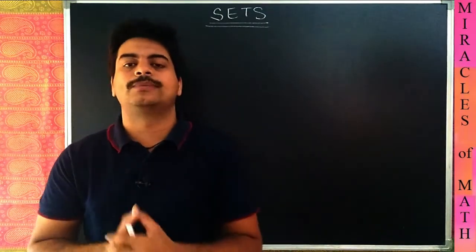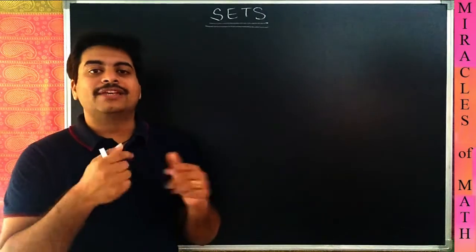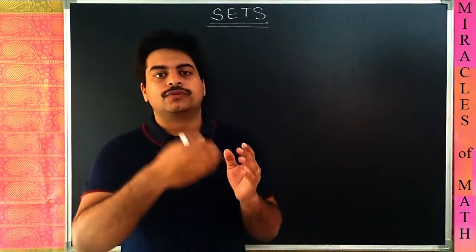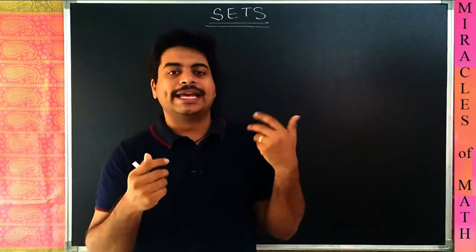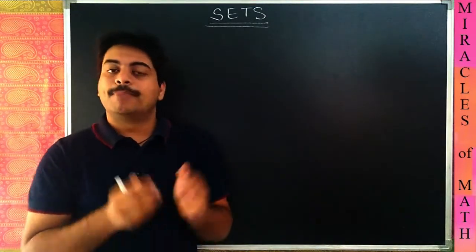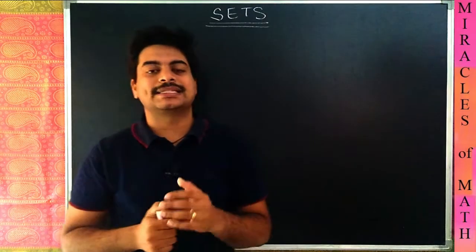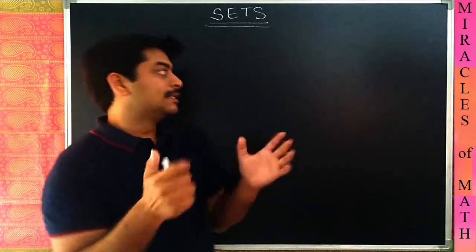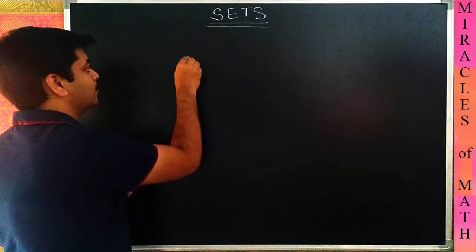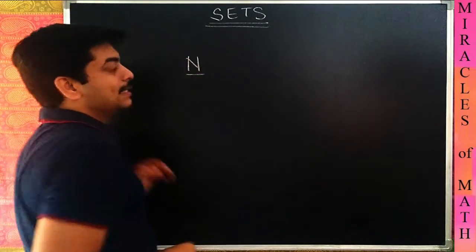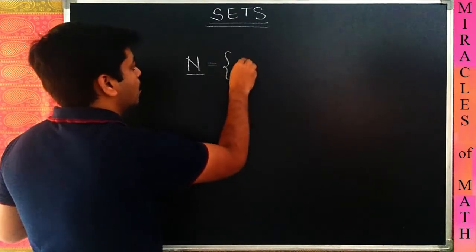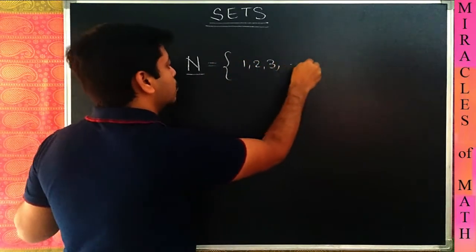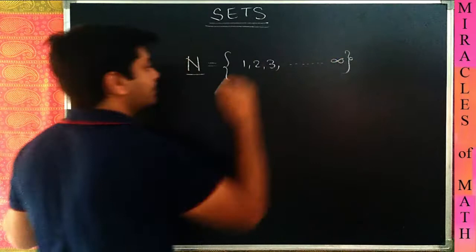All even natural numbers, 2, 4, 6, 8, and so on till infinity. Any number of elements can be there in a set, but it is a collection of objects. Set of all natural numbers, which we represent with N. So you know that it is 1, 2, 3, 4, and so on till infinity.